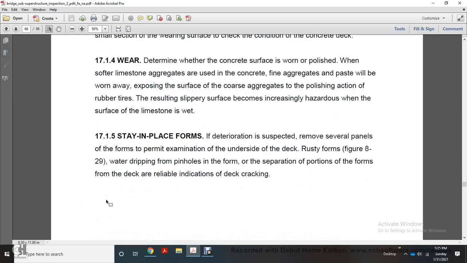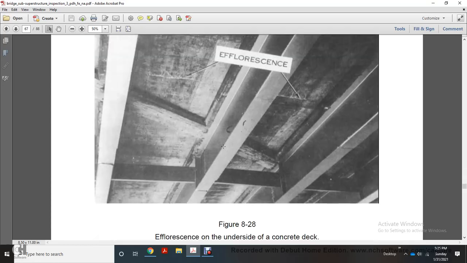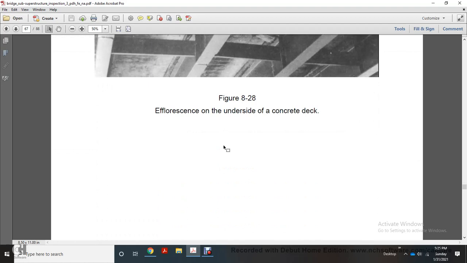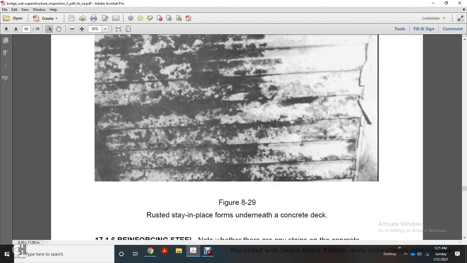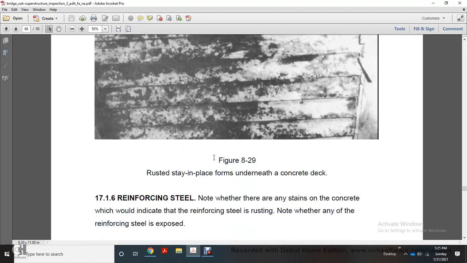Stay-in-place forms. Deterioration: the inspector should remove several panels of the forms to permit examination of the underside of the deck and the rest of the form. Figure 8-29. Water dripping through pinholes and form separation in portions of the forms of the decks are a reliable indication of deck cracking. This shows the efflorescence over the underside of the concrete deck. And this shows rusted stay-in-place forms underneath the concrete deck.